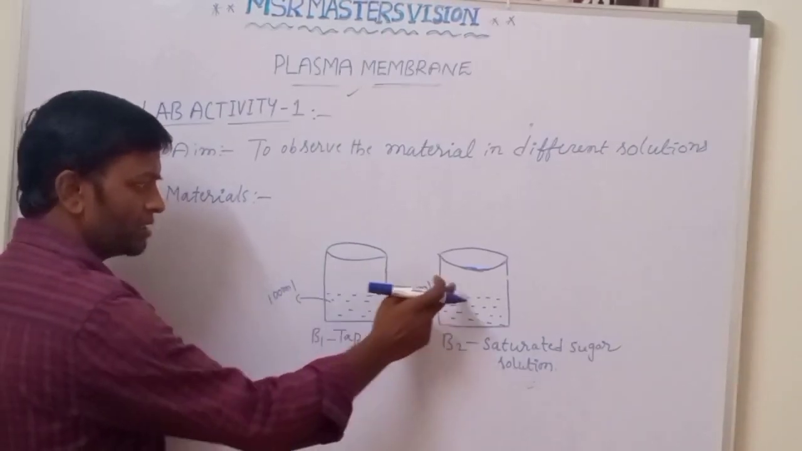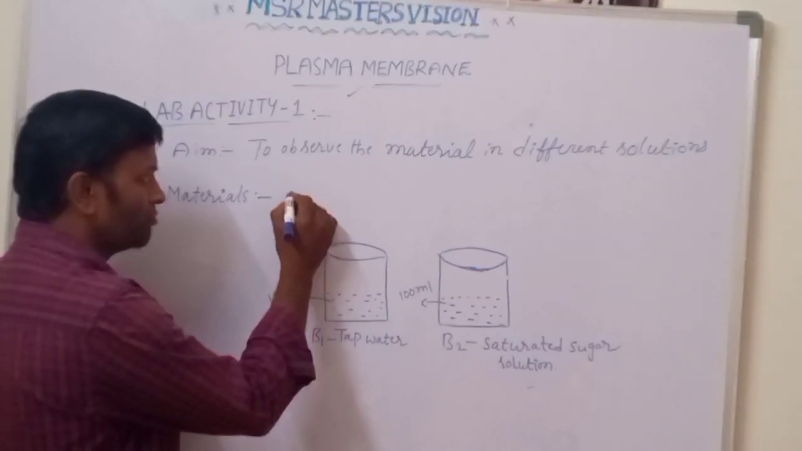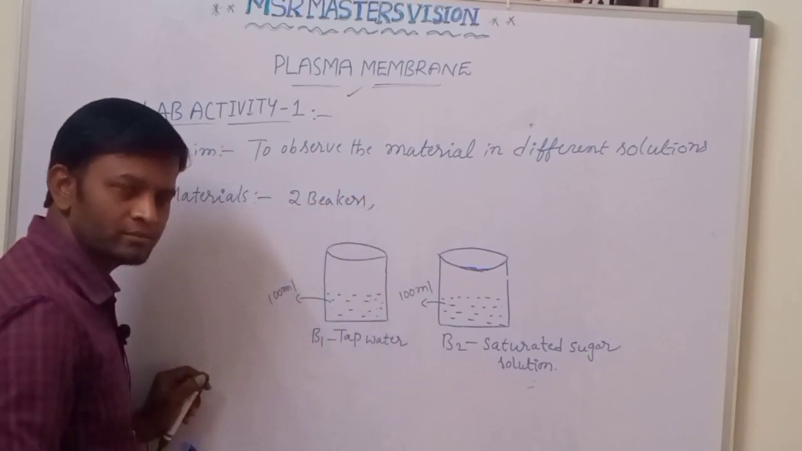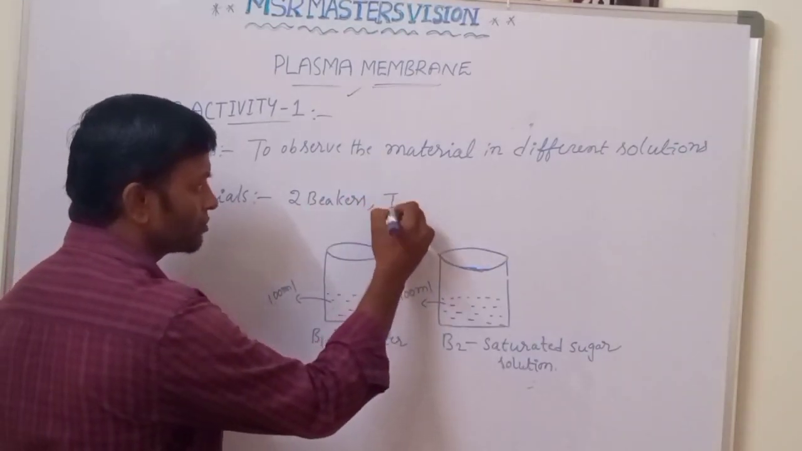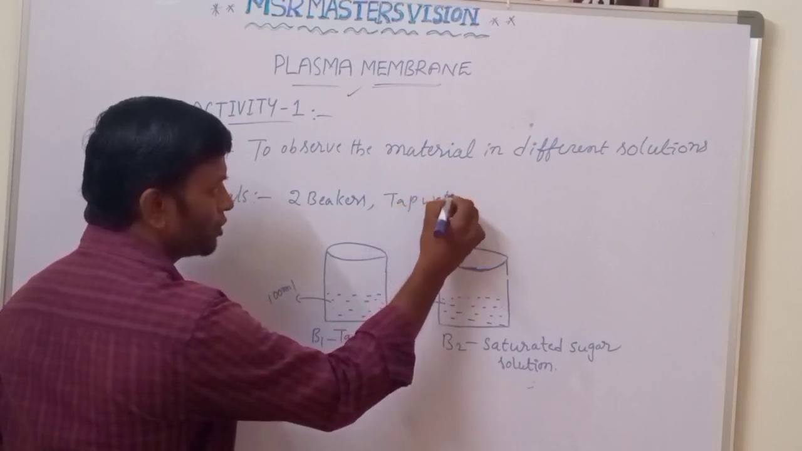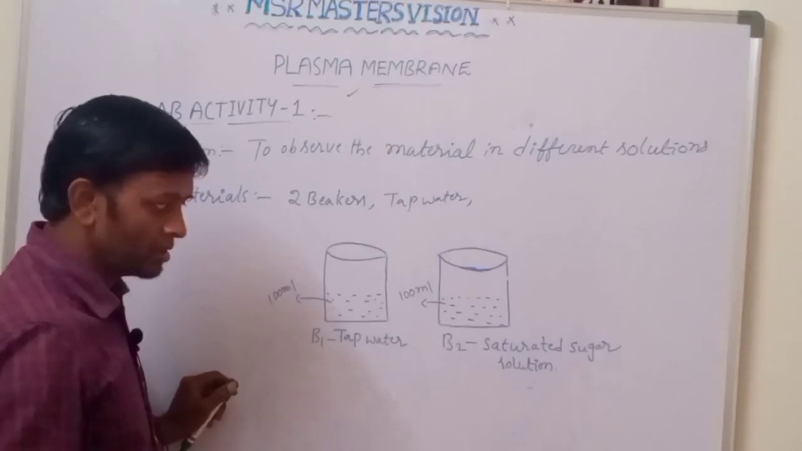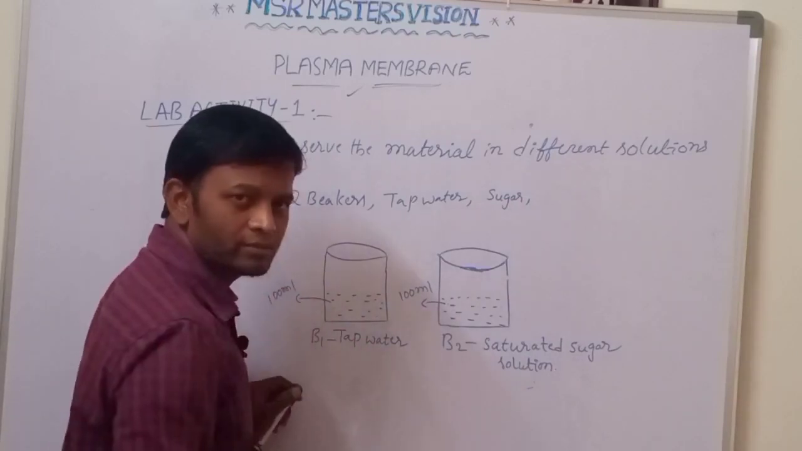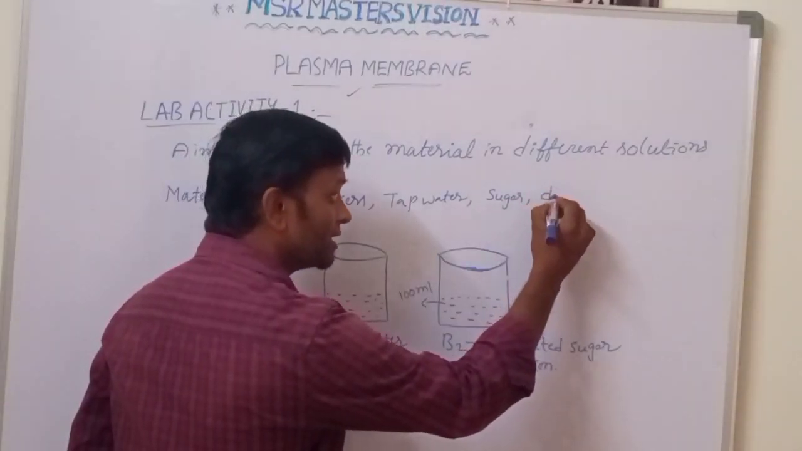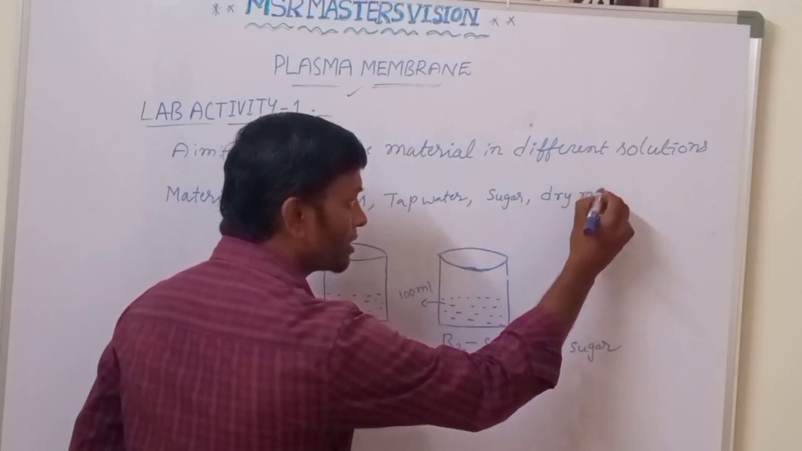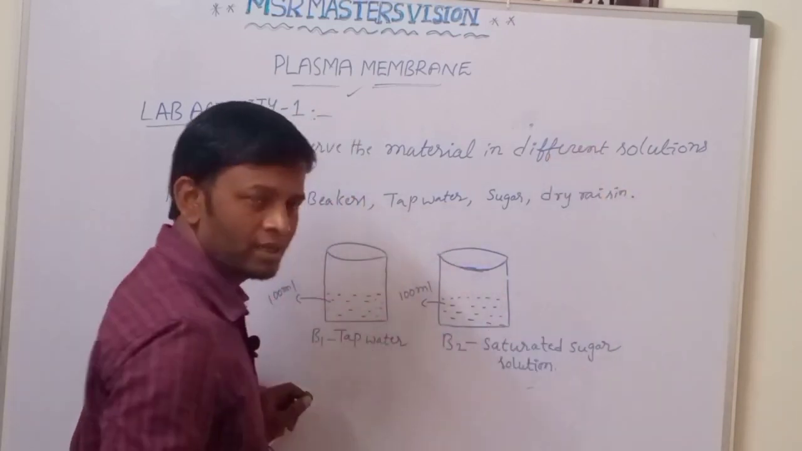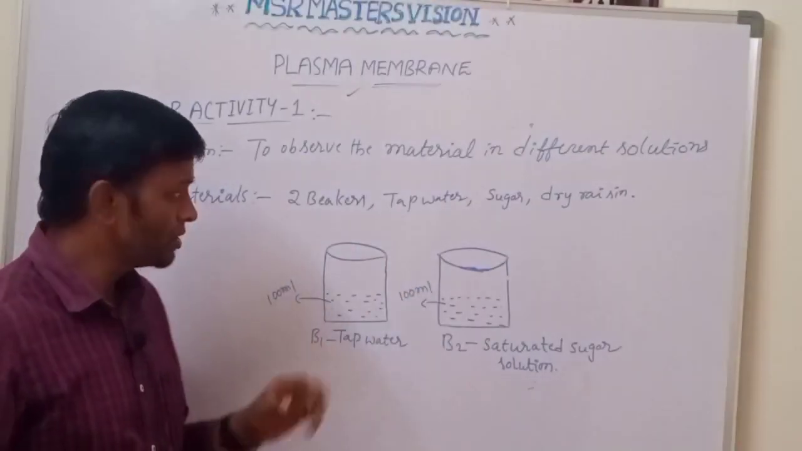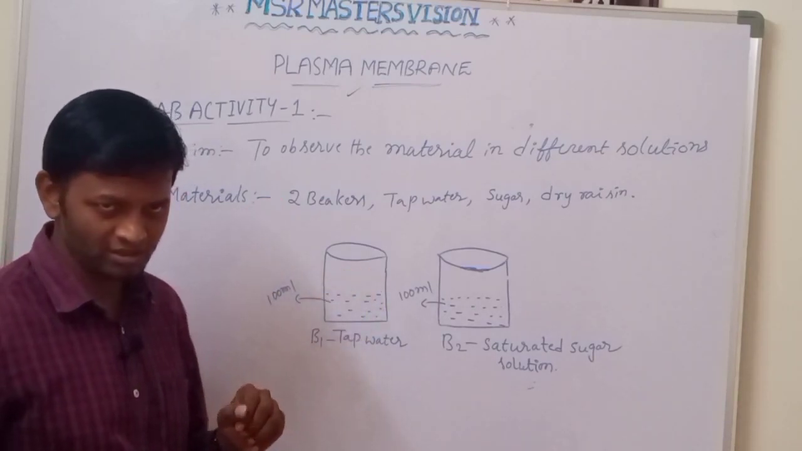How many beakers do we require? Here we require 2 beakers. Next, we require tap water for this activity. Next, sugar we require. And also we require one more material: dry resin. Dry resin means dry grapes or kismis. So these are the materials required for doing this activity.